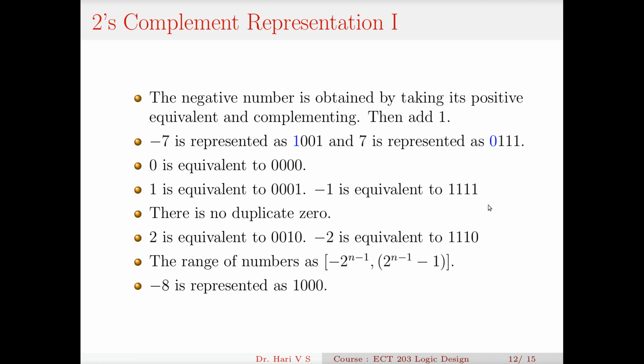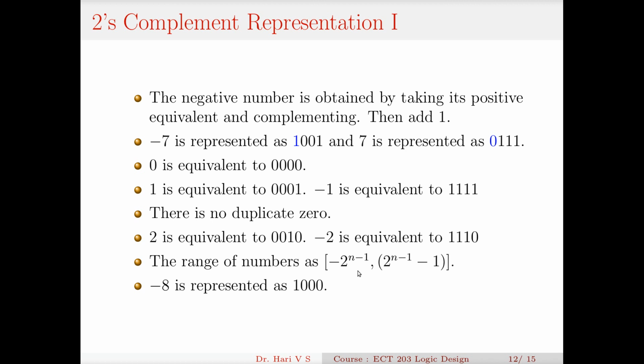It becomes a 111. Now the point is there is no duplicate 0. 2 is equivalent to 0010. Minus 2 is equivalent to 1110. Minus 8 is represented as 100, because there is no duplication of 0, so the range of numbers is minus 2 raised to n minus 1 to 2 raised to n minus 1.